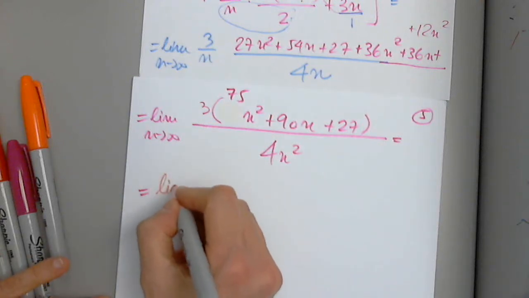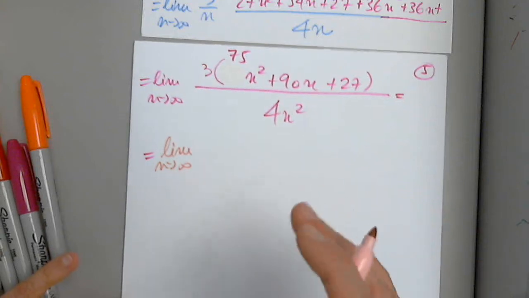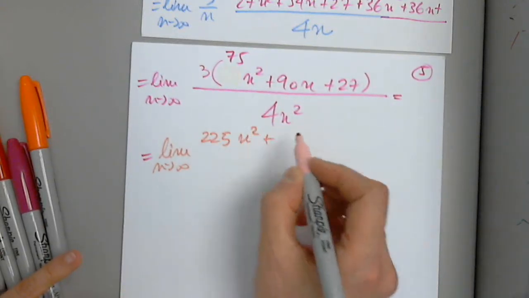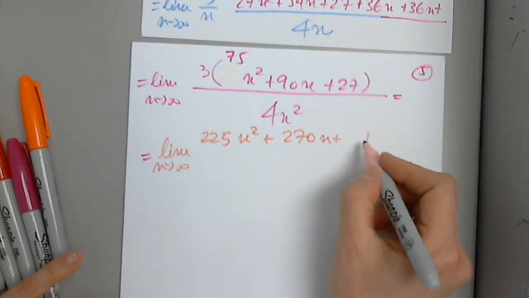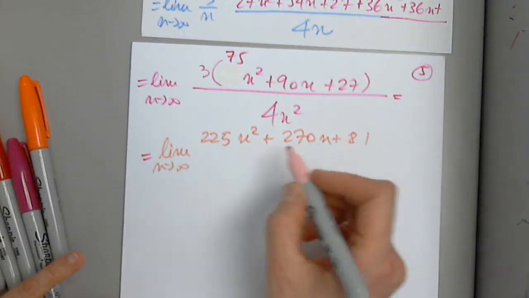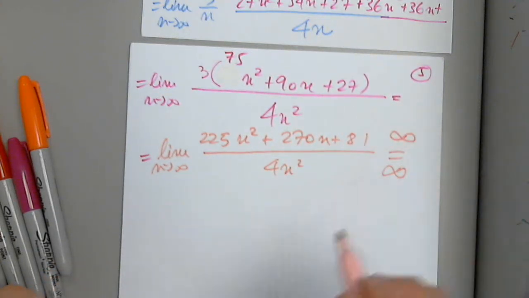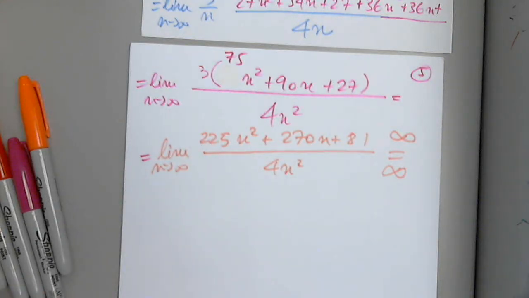So this is limit n approaches infinity of 225n squared plus 270n plus, I think it's 81, yes, divided by 4n squared. It's infinity over infinity. The answer obviously is 225 over 4, but let's say we don't know that.